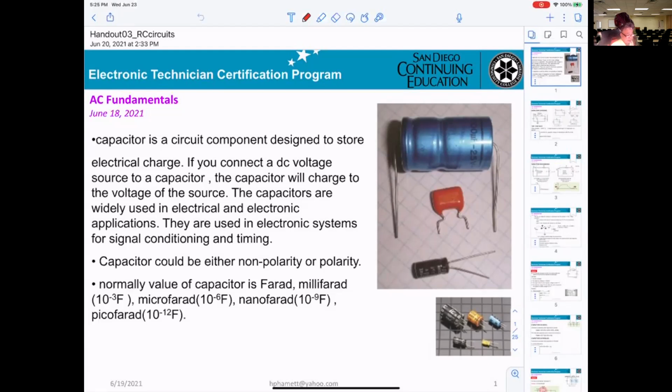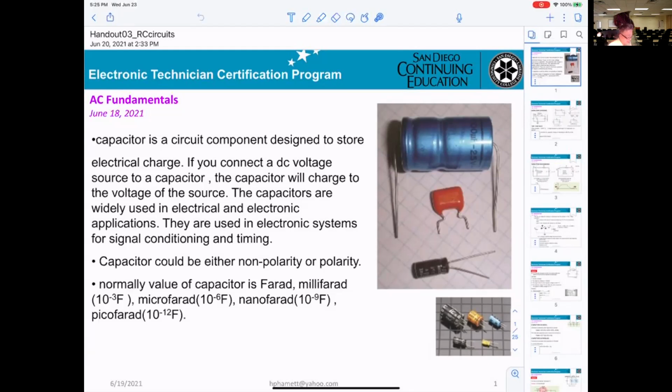Okay, so if I go into the handout, and if you get a question, go ahead and stop and let me know. I will be trying to get through it. So the first thing today, we're learning about the capacitor.